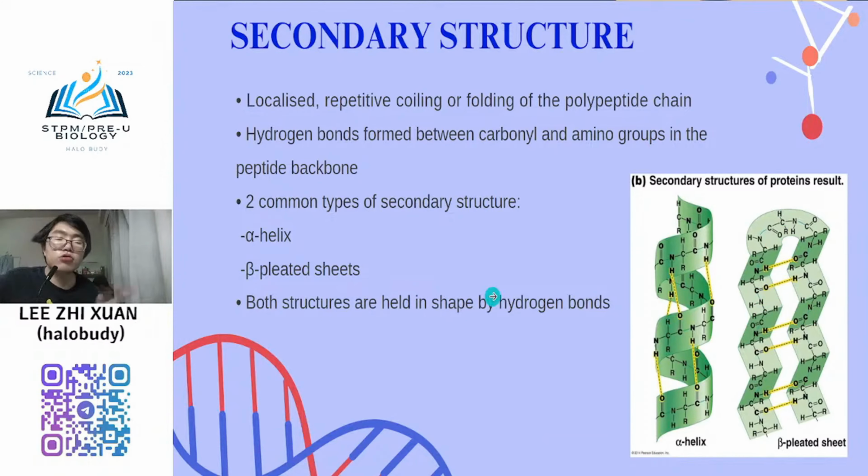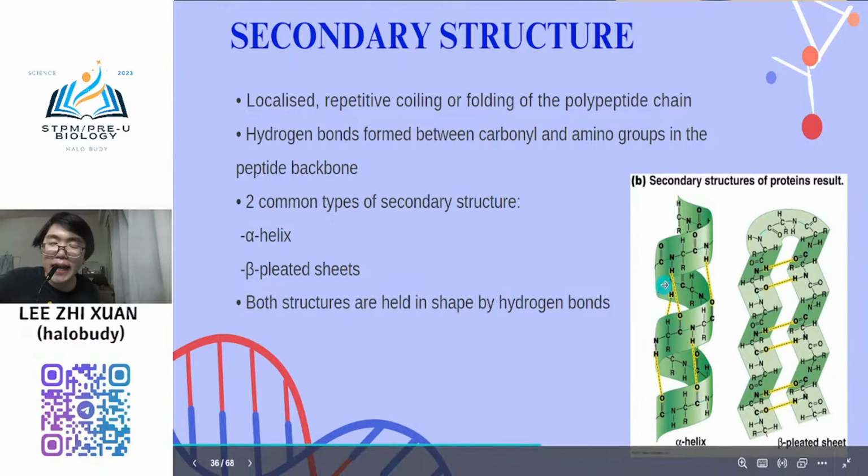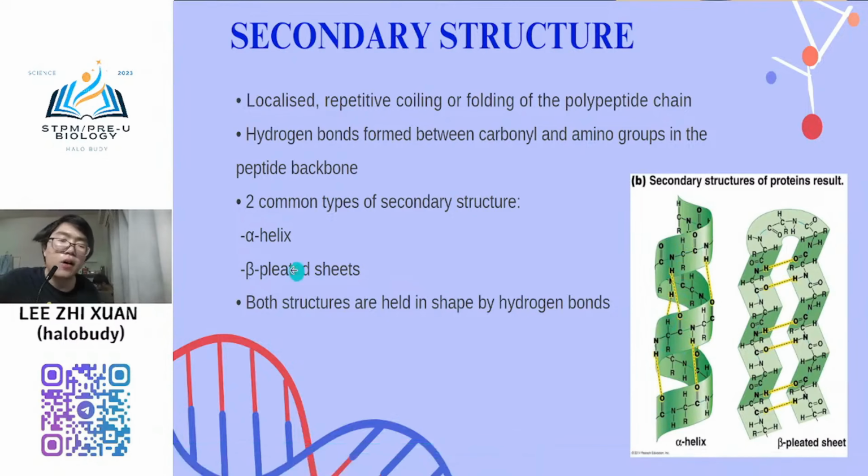So there are two common types of secondary structure. Either the alpha helix, like that. This one is the helix structure, a coiling structure like that, or the beta pleated sheet structure. This one is like that, like a paper. You can see it is like a paper one. But both of them are held by hydrogen bonds.